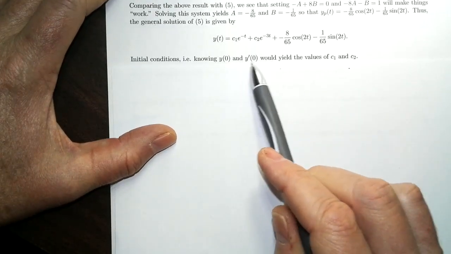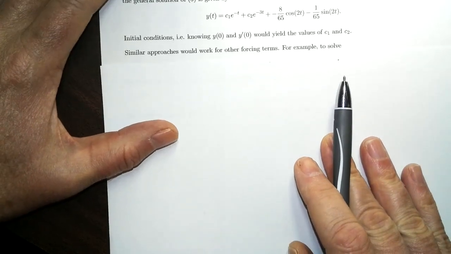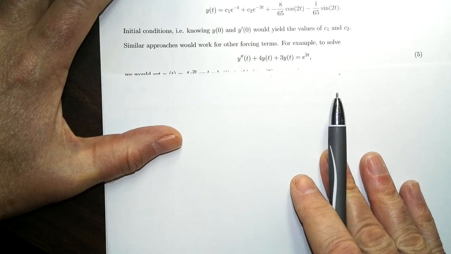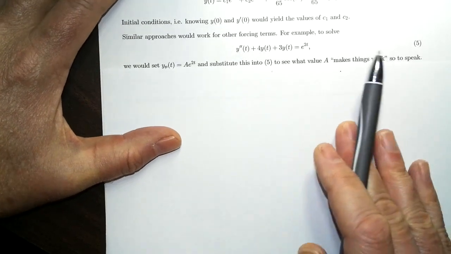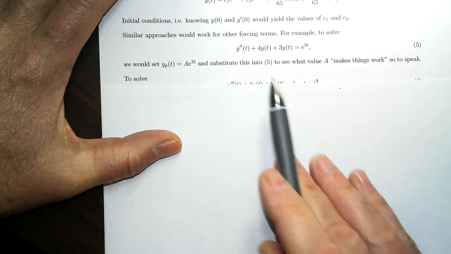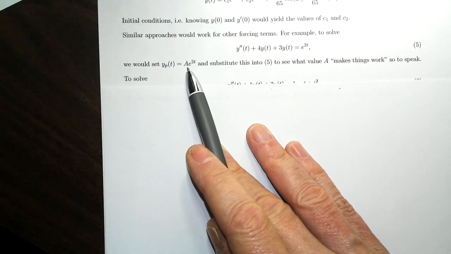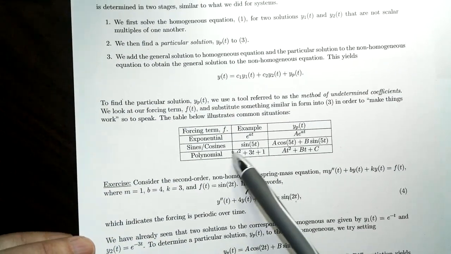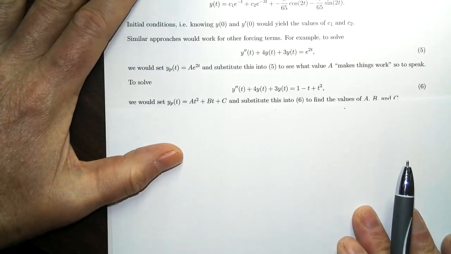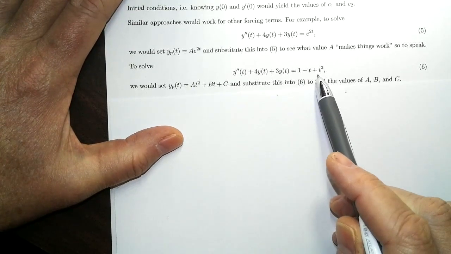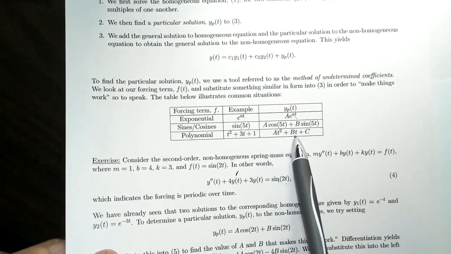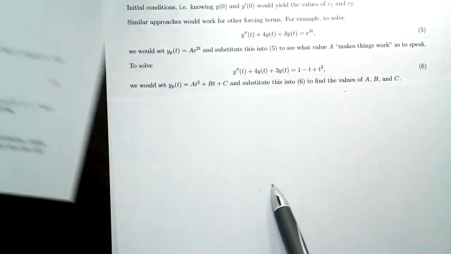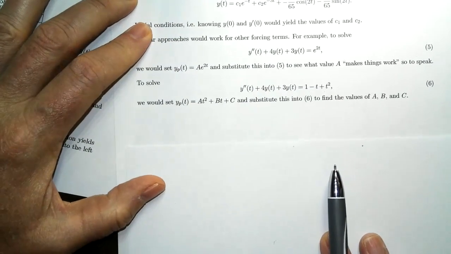And if we knew initial conditions, we could figure out y of 0 and y prime of 0. Similar approaches would work for other forcing terms, and we will practice this subsequently. Let's suppose on the other side of the equation, instead of a sine term, we had an e to the 2t. So now someone is applying an exponentially growing forcing term, and we would substitute something like a e to the 2t for y sub p and see what makes things work. Similarly, if we had a polynomial forcing term, we would substitute something of the form at squared plus bt plus c into our differential equation to figure out what values of a, b, and c would work. We will practice this in class.